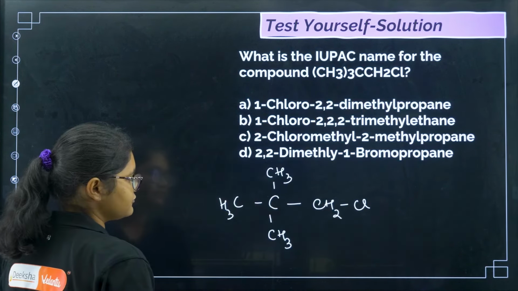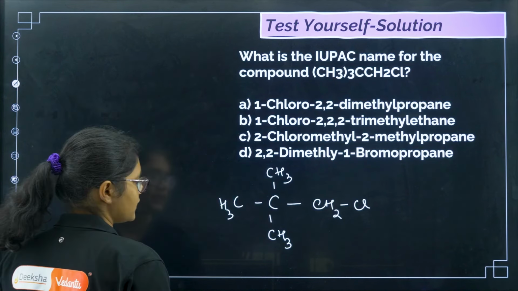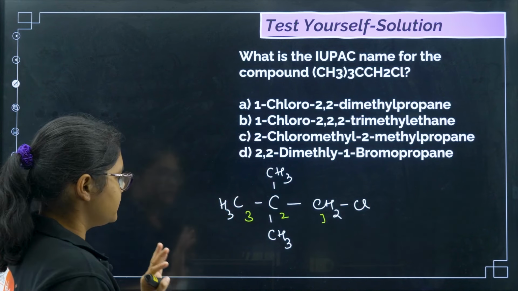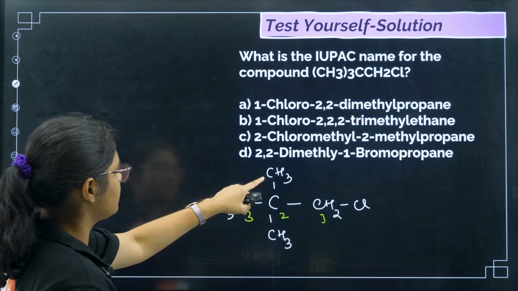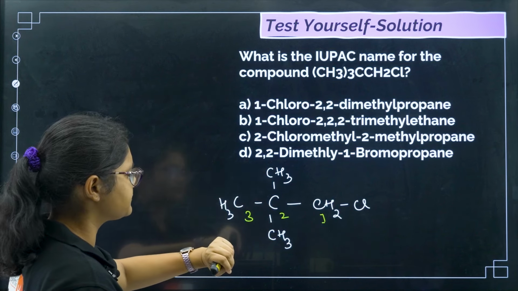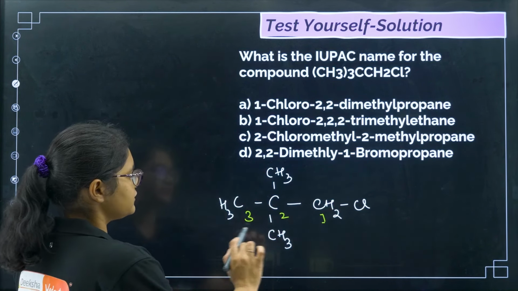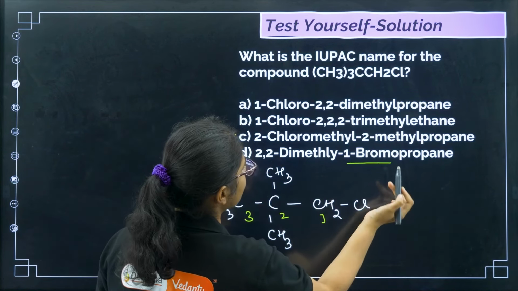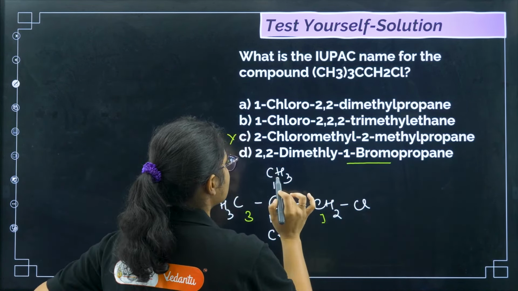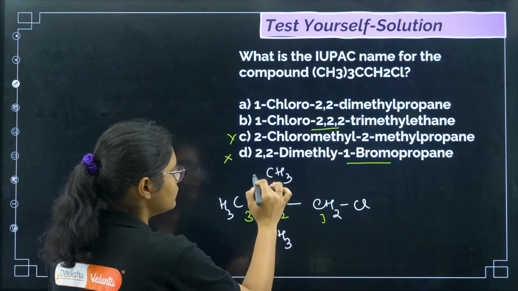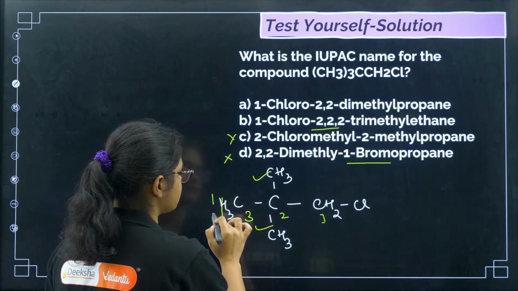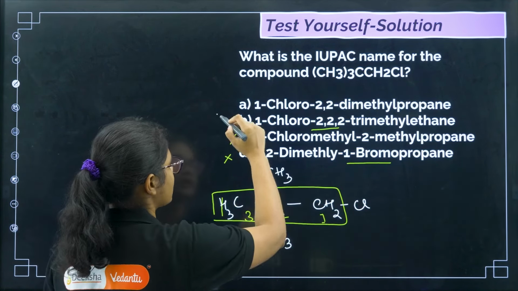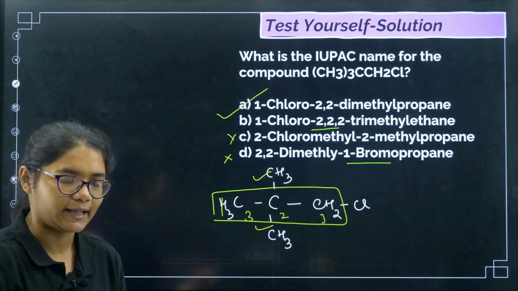First of all, we need to find the longest carbon chain, so I can write 1, 2 and 3. On the second carbon we have 2 substituents, and on the first carbon we have chlorine, so it is 1-chloro. There is no bromo here, so that option is obviously the wrong answer. There are only 2 methyl groups attached, and this is my main carbon chain. So it is 1-chloro-2,2-dimethylpropane. The correct answer for this question is option A.